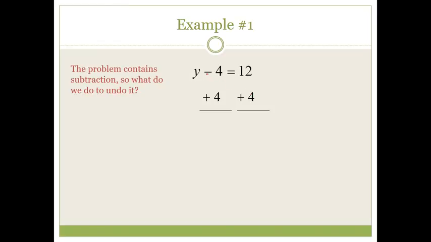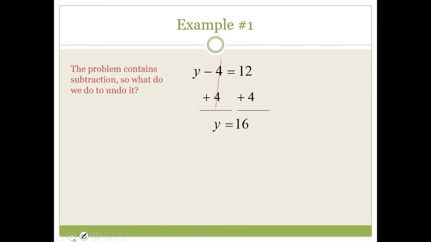Notice that a minus 4 and a plus 4 is 0. That's how we get y by itself. So y plus 0 is just y. So here the 4's, we can think about them as canceling out. Remember, they undid each other, leaving me just y on the left-hand side. So we get the answer that 12 plus 4 is 16.